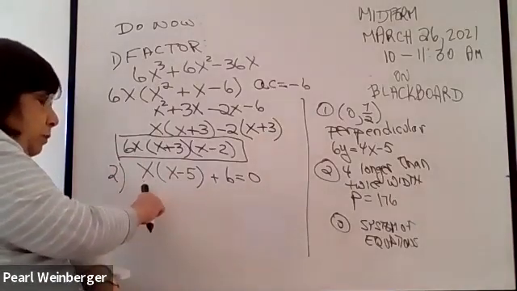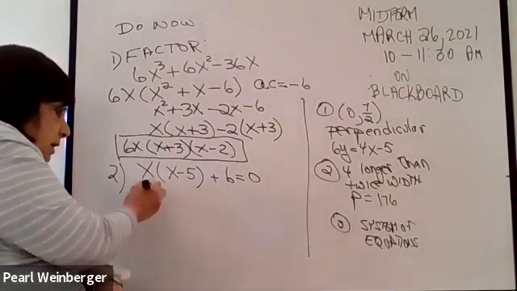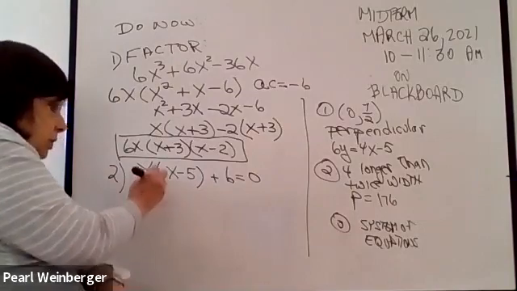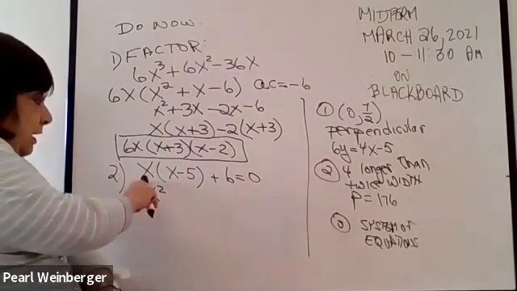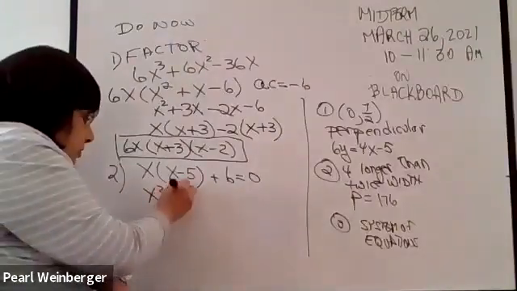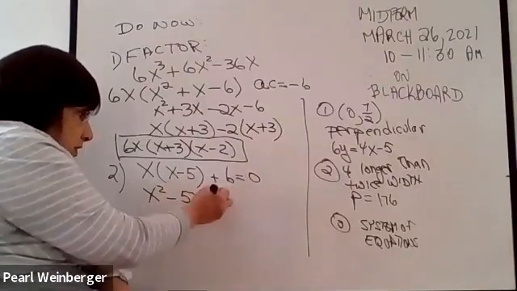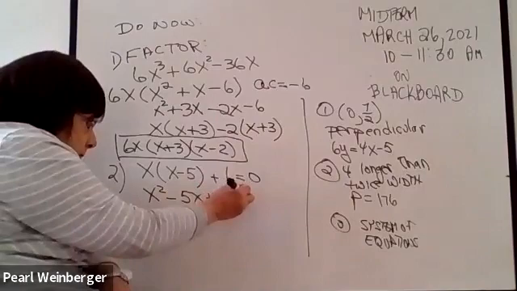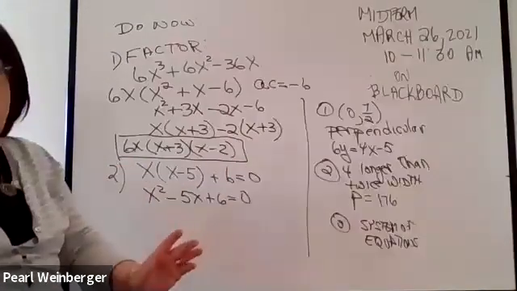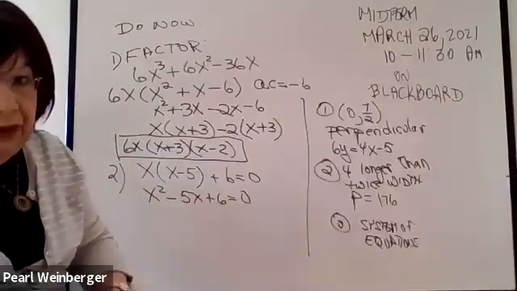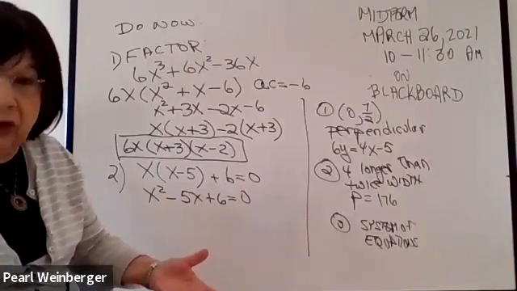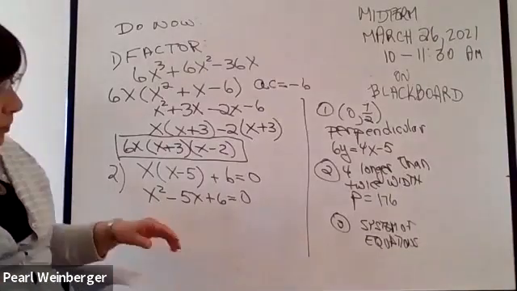And when I remove the parentheses, I do x times x is x squared. I'm just doing the distributive property. And x times -5, which is -5x. And I have this plus 6 from before. So the first thing I wanted to do was remove the parentheses. We do this anytime we have an equation.